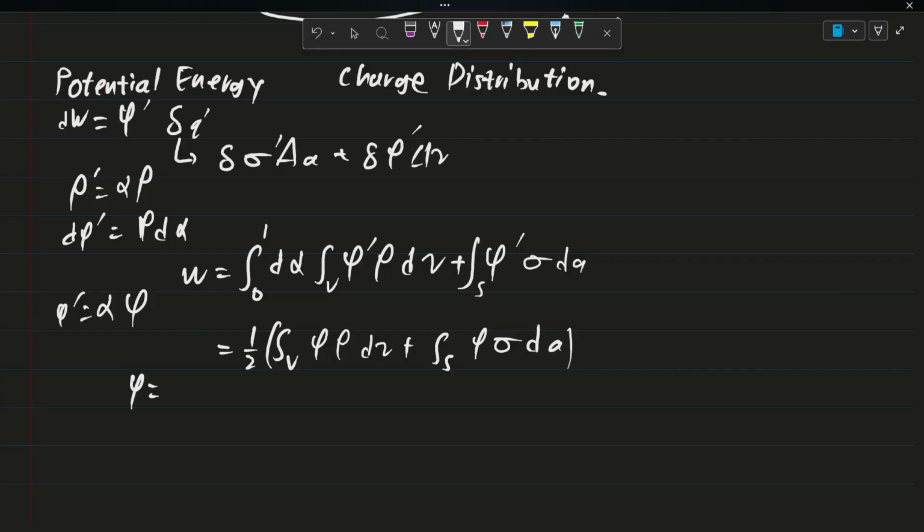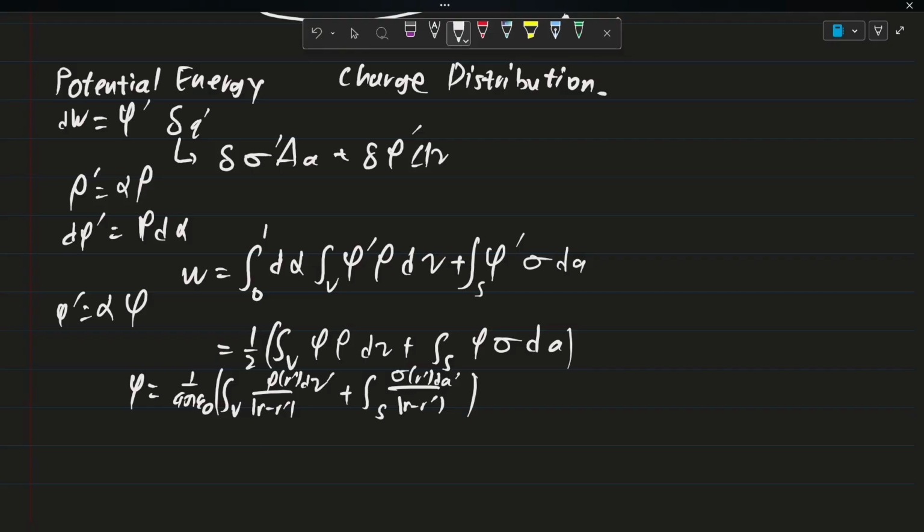And you could also define what phi is. The scalar potential, if you already know, is just 1 over 4 pi epsilon 0 times the integral over the volume of rho of r prime over the magnitude of r minus r prime, dV, plus the sum over the surfaces, same thing, of sigma of r prime over the magnitude of r minus r prime, dA. So now this expression is the general case.